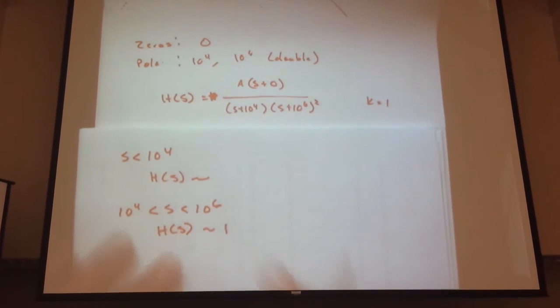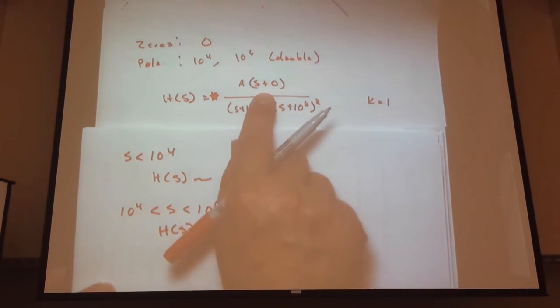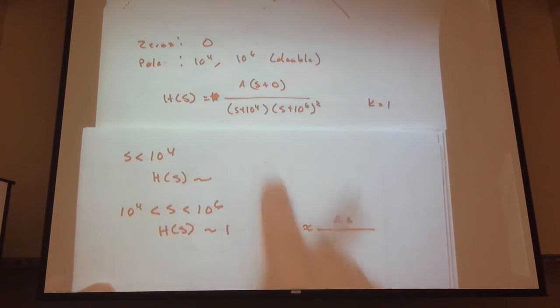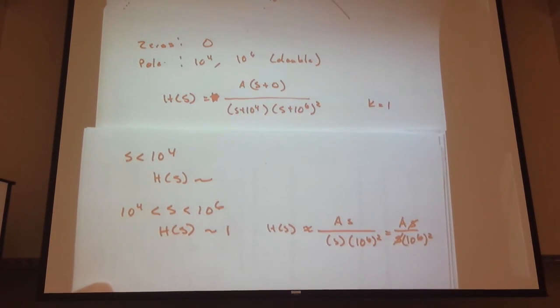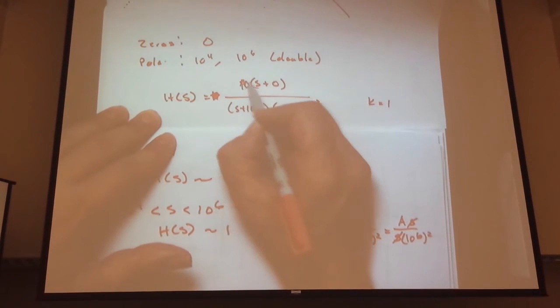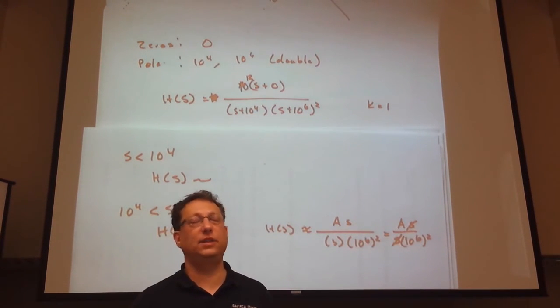Going back to our transfer function, keeping the dominant terms, H of s is approximately A s. There's our dominant term, s larger than 0, of course. Between 10 to the 4 and 10 to the 6, the dominant term is s, over 10 to the 6 squared, which equals A s over 10 to the 6 squared, meaning A is what? 10 to the 12. And that would round out our transfer function. So that would be our transfer function. This is one way of finding that missing constant.